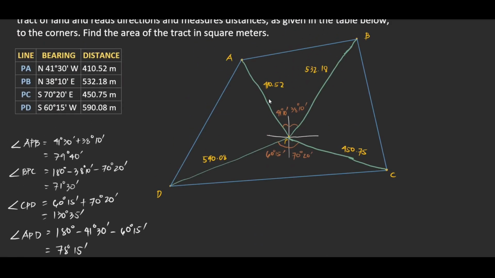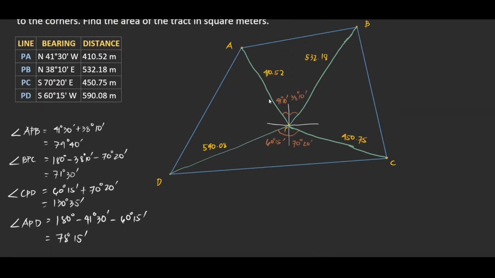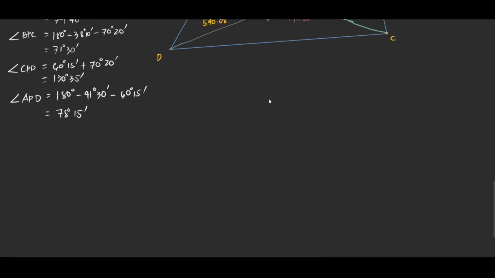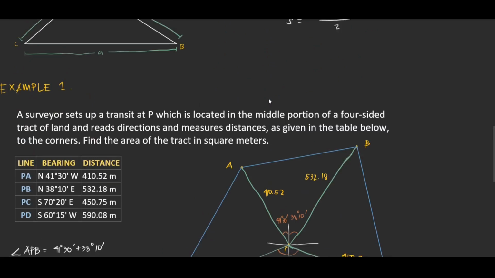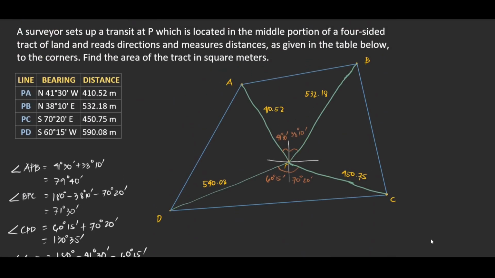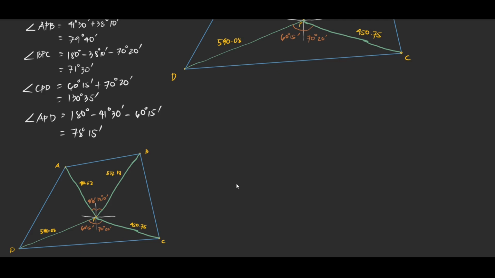Okay, so let us now start computing for the areas. Let's just copy this figure downwards. Now that we've copied it here for reference, we scale it down. Let us now find the areas using method 2. Let's write out the computed angles that we already have.